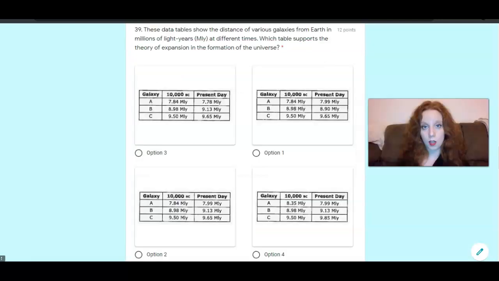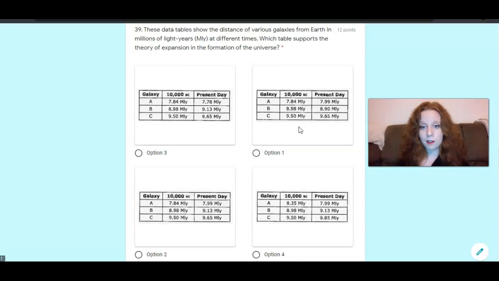Our next question says these data tables show the distance of various galaxies from Earth in millions of light years at different times. Which table supports the theory of expansion in the formation of the universe? Now, a reminder, a light year is a measure of distance, okay? Just keep that in mind. So our answer choices are a little scrambled here, but let's take a peek at option 1.